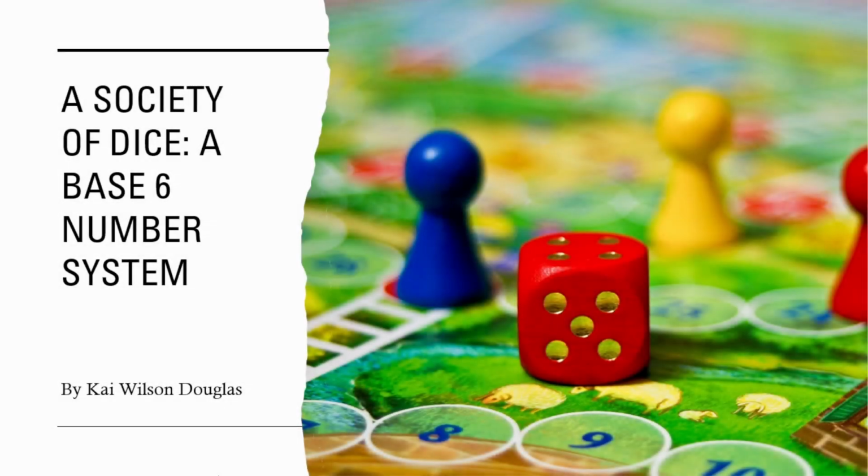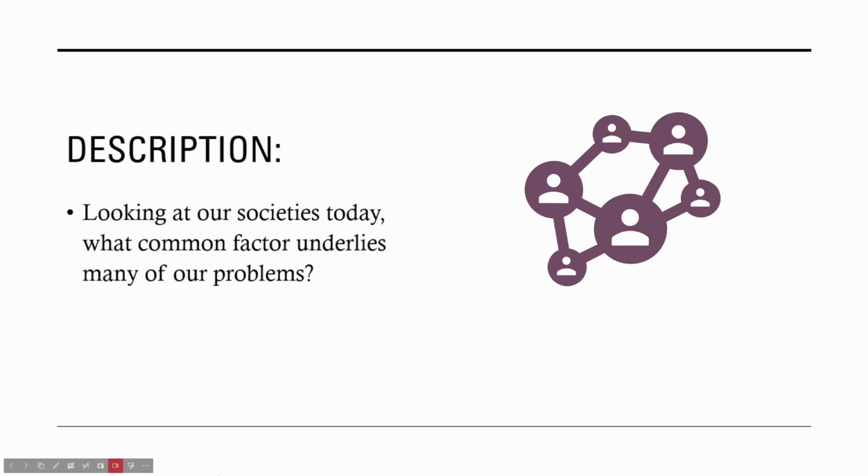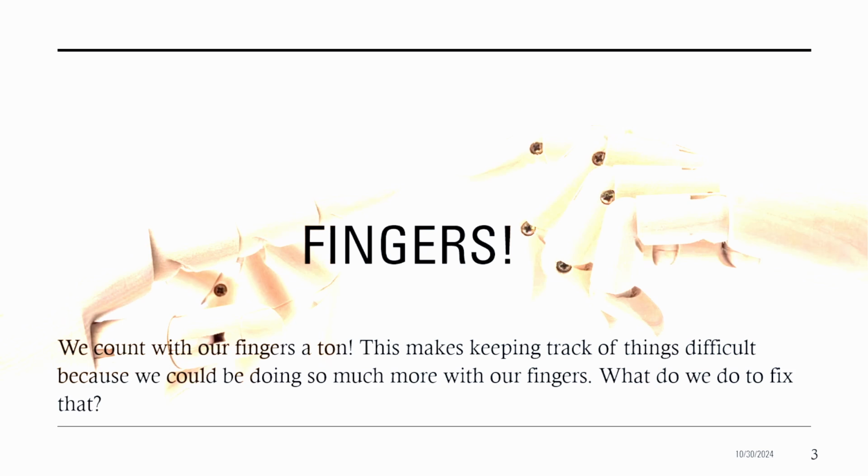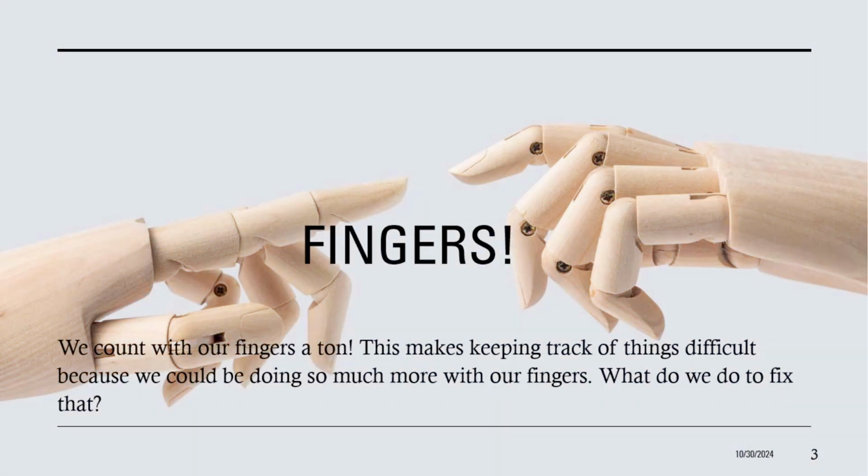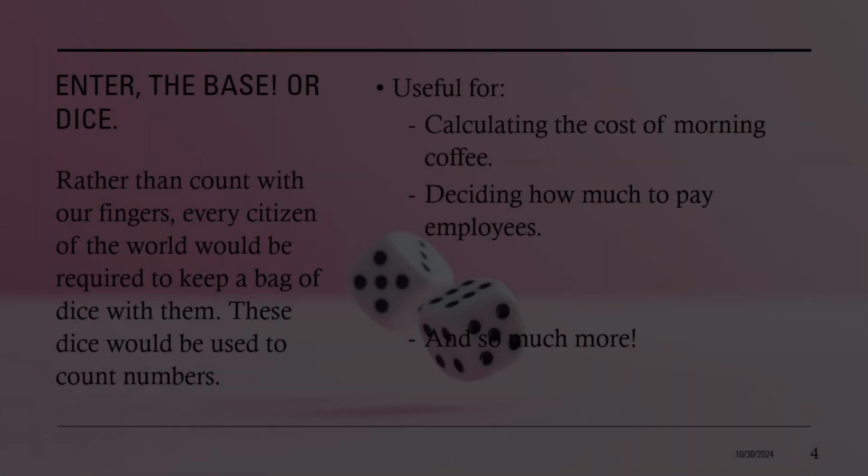A society of dice, a base 6 number system. Looking at our societies today, what common factor underlies many of our problems? Fingers. We count with our fingers a ton. This makes keeping track of things difficult because we could be doing so much more with our fingers. What do we do to fix that?